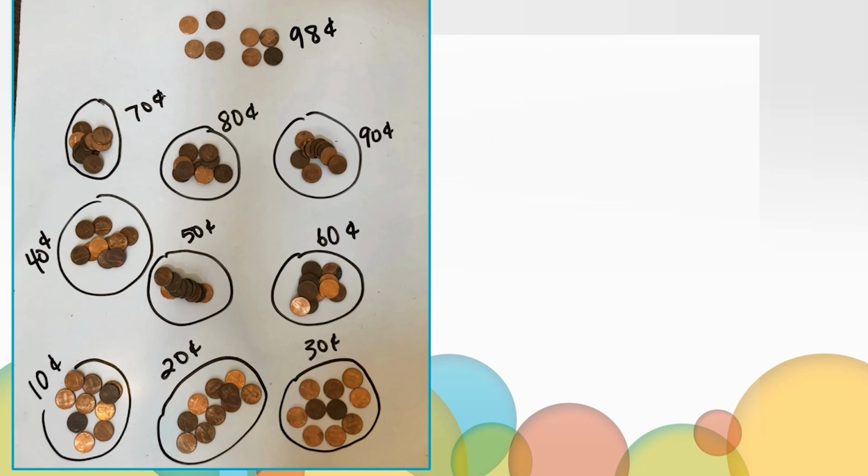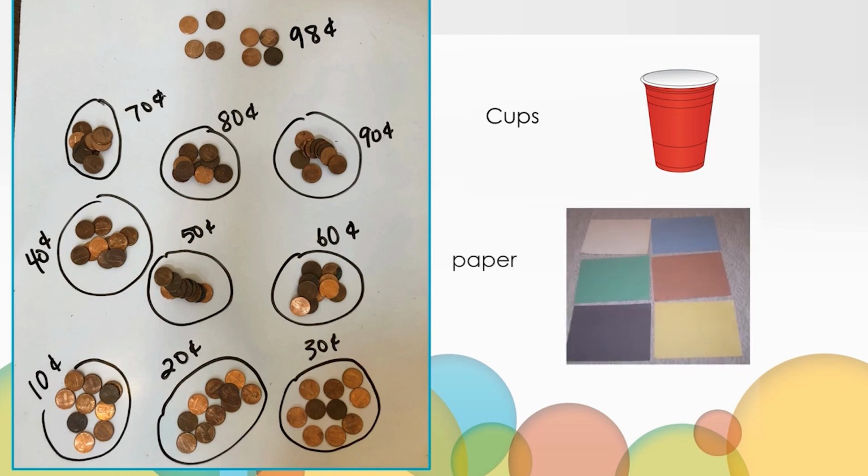I like 10 frames, but I like circling my groups of 10. Counting is so much fun, and you can use lots of different ways to organize your thinking. You could use paper and circle. You could use a cup and put them inside cups as you make your groups. You could even use different color papers, maybe some Post-it notes, whatever you have around the house. It's just fun to count.